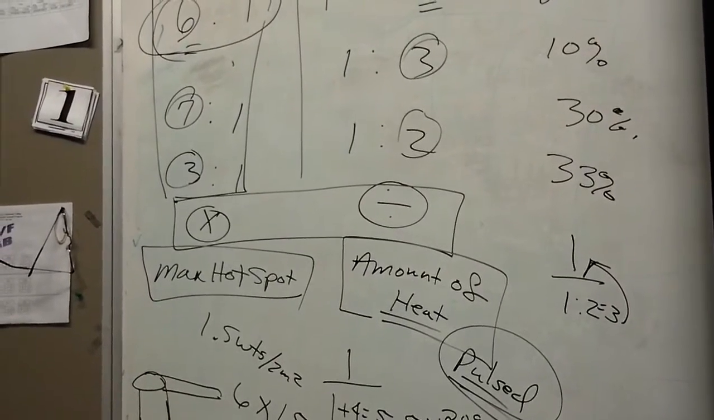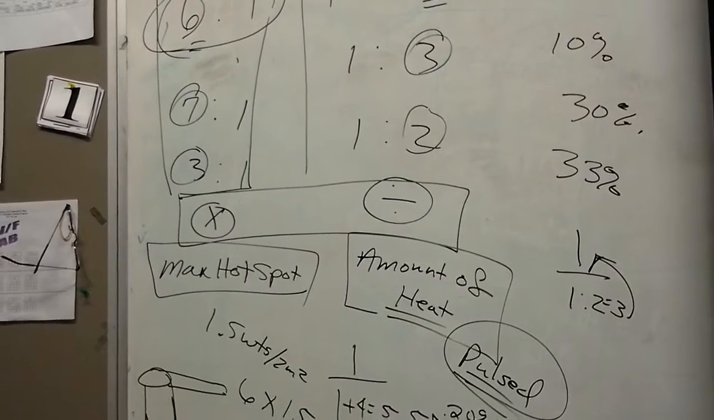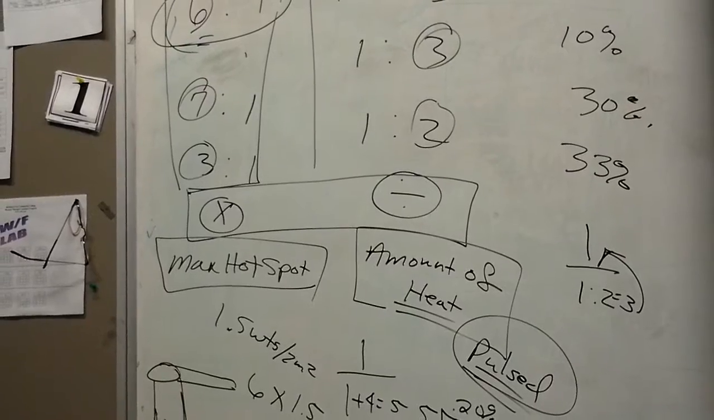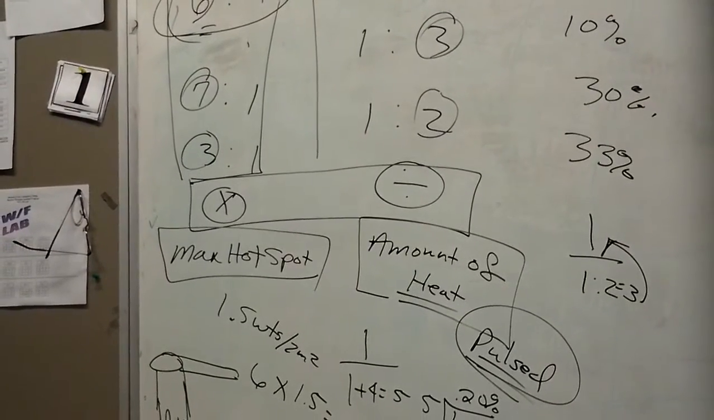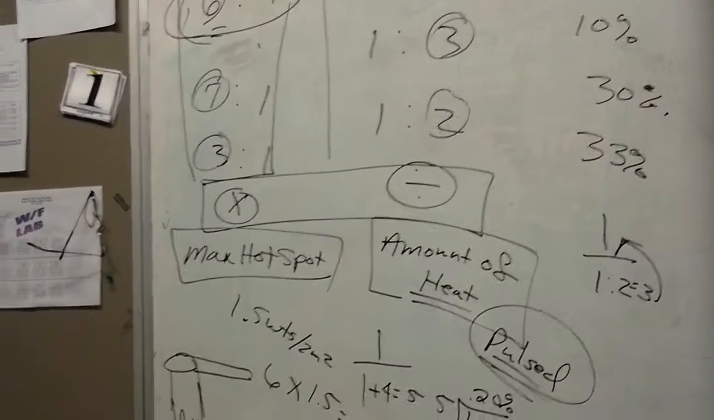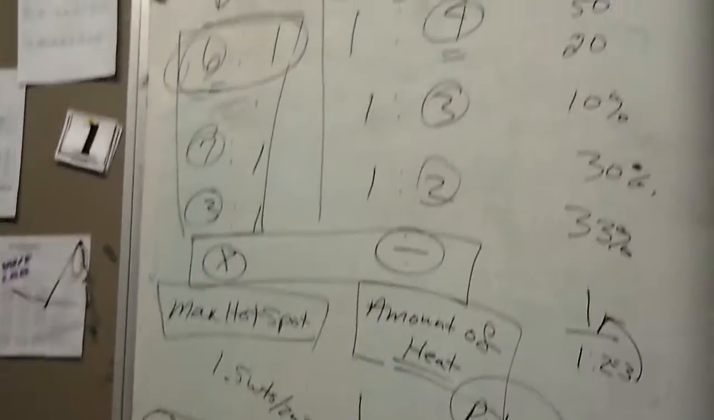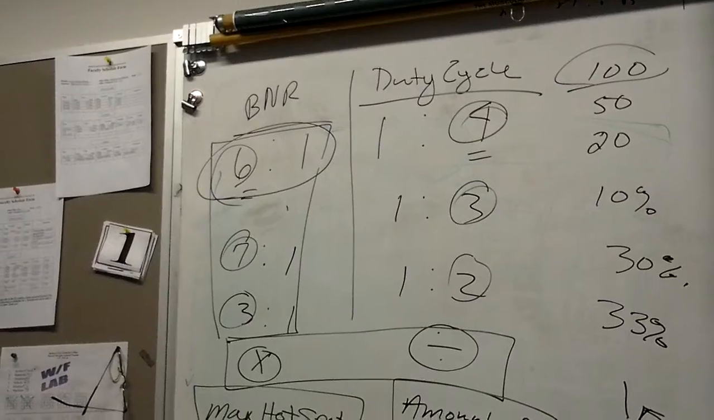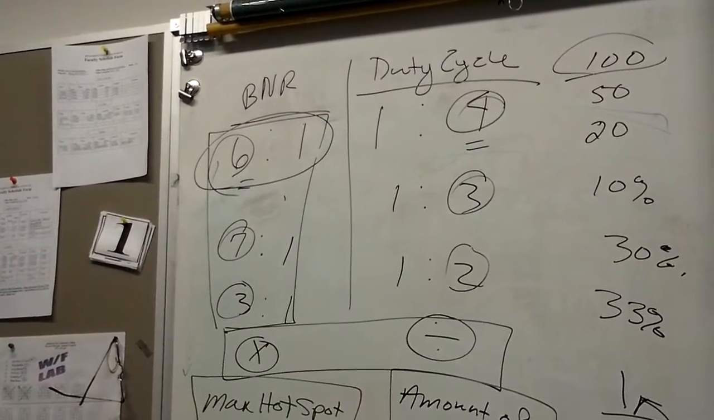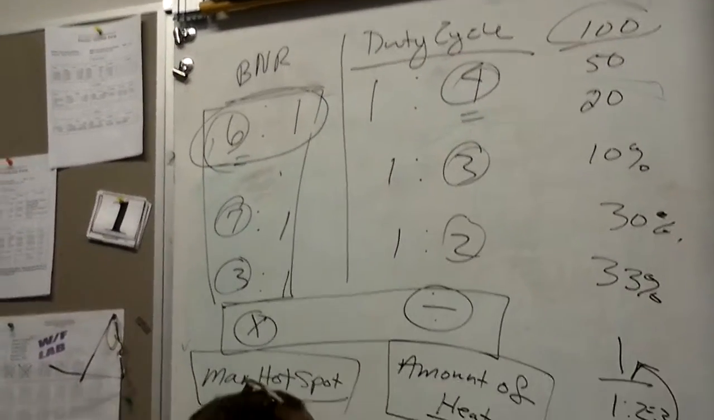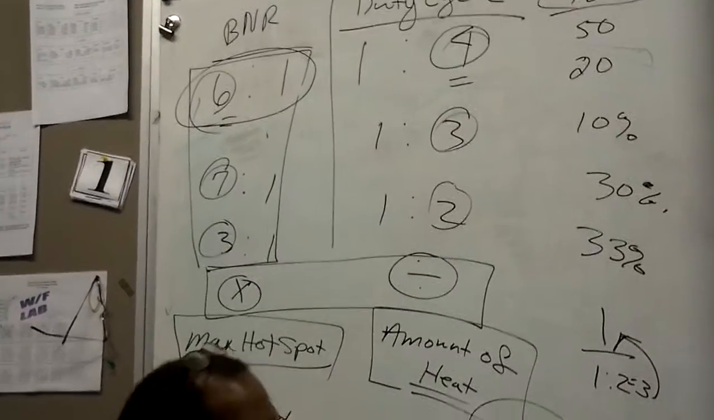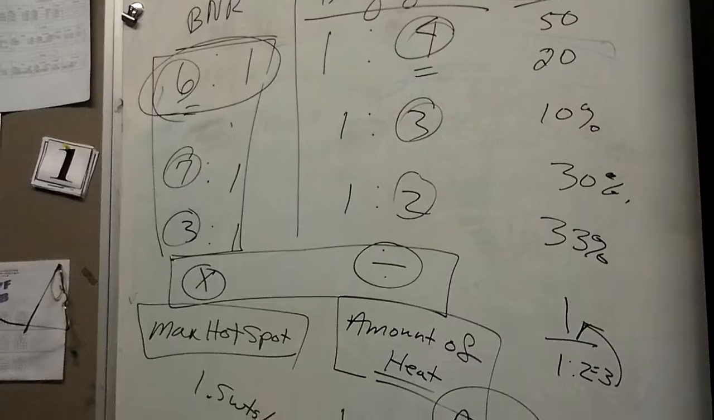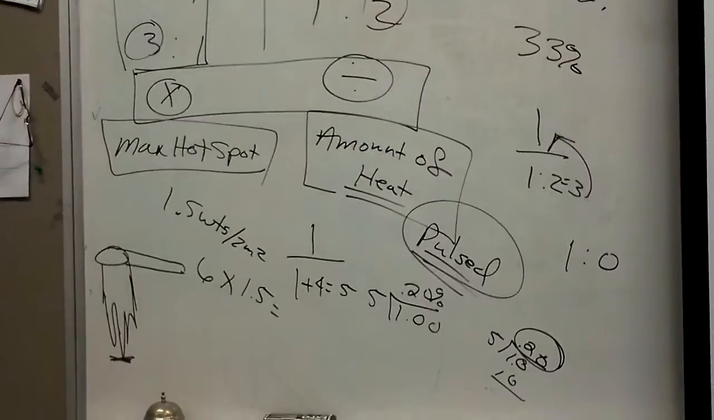You ask a very good question that I want to know the answer to. Which one of the duty cycles can be 100% continuous? None of them could be. Can you come up with one? 1 to 1. 1 to 0. 1 to 0. Yeah. So you would never see that, as far as the question.